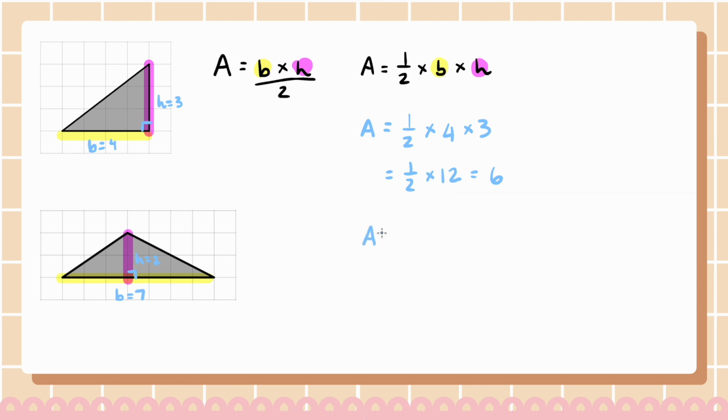And plugging it into the area formula, 1/2 times base, which is 7, times 2, which is height. Simplifying this, I get 1/2 times 7 times 2 gets 14. Half of 14 gets me 7. So this triangle has an area of 7 squares.